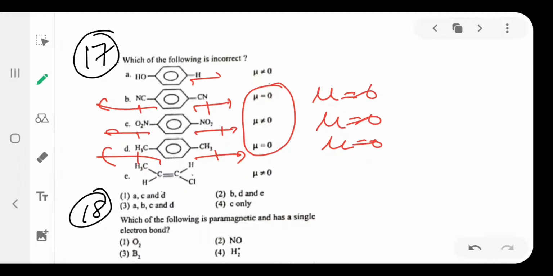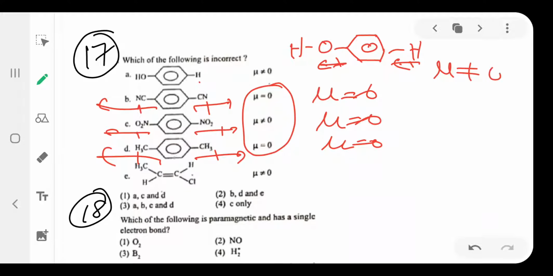But here, this is OH. Here OH is a larger group and more electronegative compared with hydrogen. So it is not symmetrical, it is an unsymmetrical compound. Here OH, here the benzene ring, here H is there. Compared with H, oxygen is more electronegative. So here dipole moment is not equal to 0. It means the dipole moment is more.